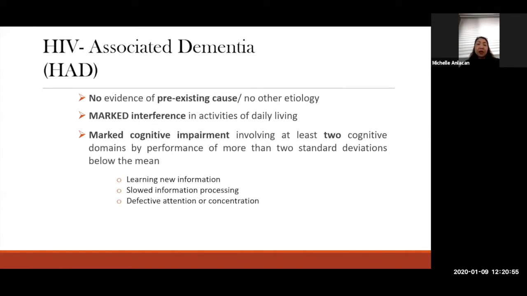The next, of course, is the HIV associated dementia. This gives them a marked interference in activities of daily living. They will need help in carrying out activities of daily living, especially in taking their medications, in handling their finances, sometimes even in taking public transportation. They would need guidance and assistance. They would need reminders for their appointments and follow up because they have difficulty in learning new information, and they're also slow with information processing, and their attention span could be defective. Next, please.